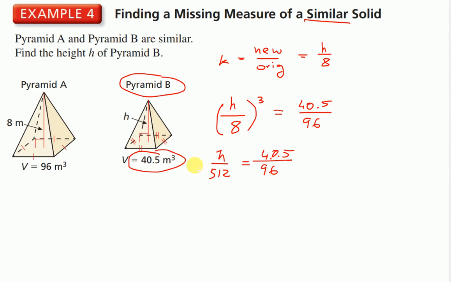That gives me h over 8 cubed, which is h cubed over 512, equal to 40.5 over 96. Multiply each side by 512 to cancel that out. Sorry, this should be h cubed. Back it up right there. This times 512 is 216, and the cube root of 216 is 6. There we go.